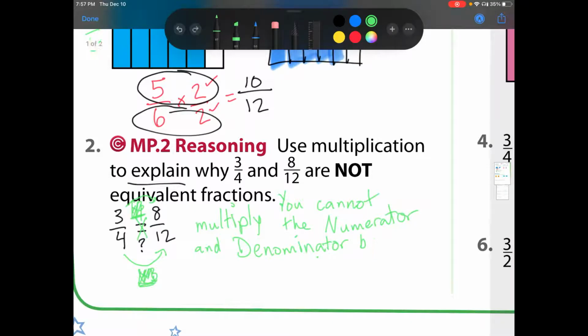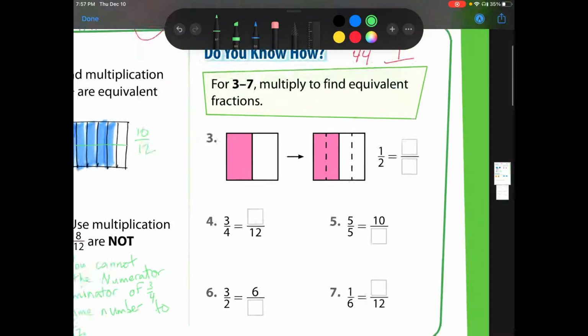It's that bottom number of the fraction. It tells us the total pieces that we need. So you cannot multiply the numerator and denominator of 3/4 by the same number to get 8/12. All right. So now let's head to number 3.